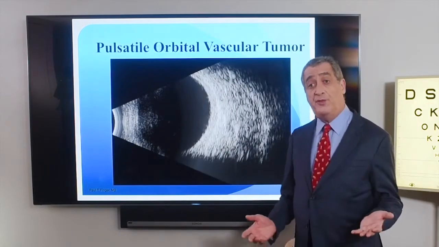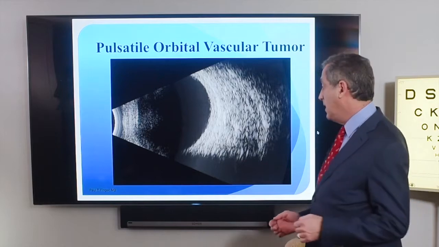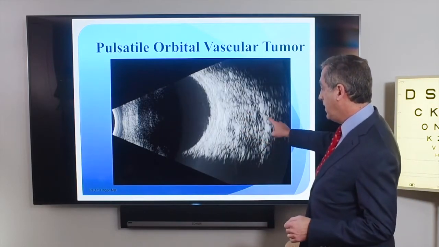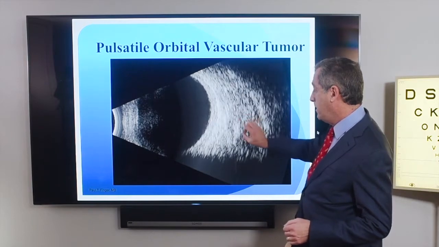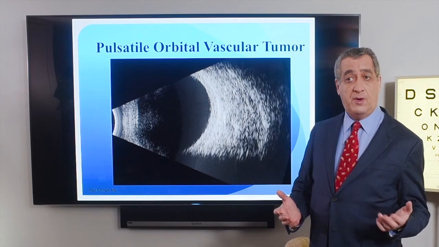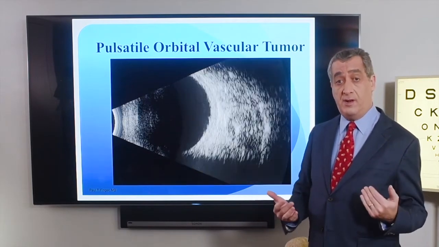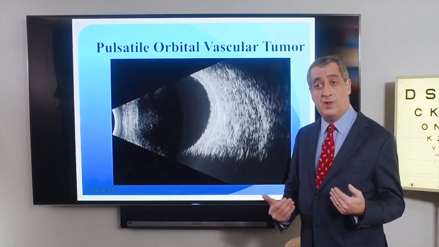So we also use B-scan ultrasound imaging to look at the orbit. And here we have an orbital tumor, and it's pulsatile. You can see it pulsating on dynamic exam. Certain tumors pulsate, other tumors don't. It's one way we can differentiate between pulsatile or highly vascularized tumors and those with low flow.